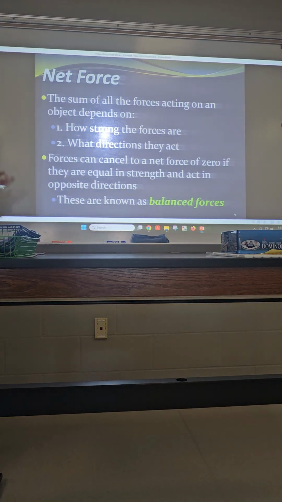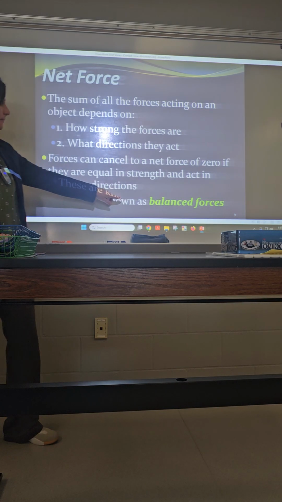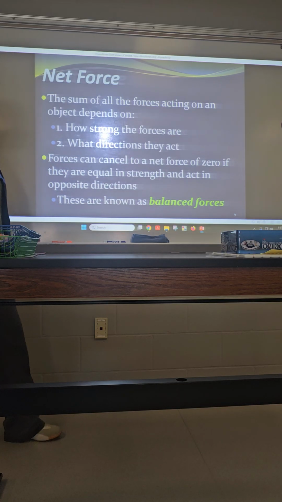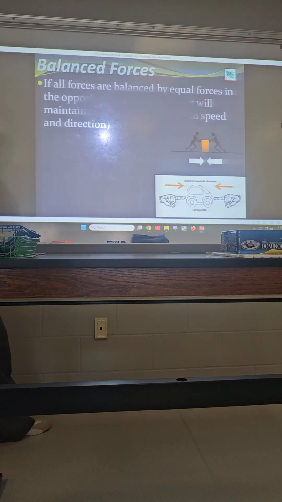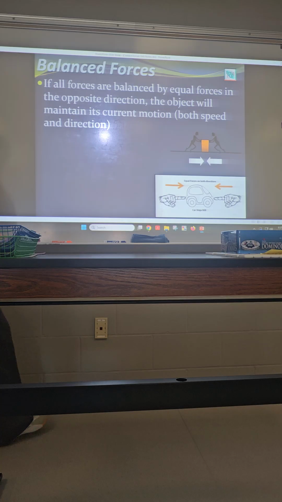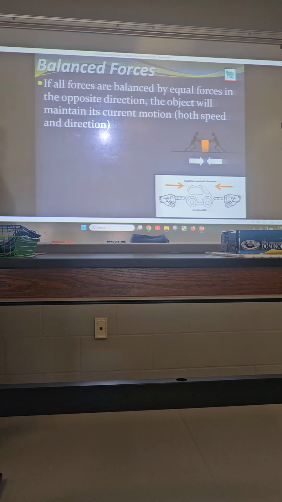Okay, so the net, meaning the sum of all the forces, and the video that we just watched showed that really well. And if the forces are equal and in opposite directions, we call them balanced. And again, this is a logical, common sense kind of situation. If all the forces are balanced by equal forces in opposite directions, like these vector arrows are showing, the object is going to maintain its current motion.